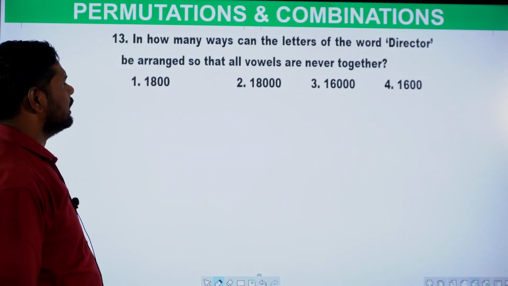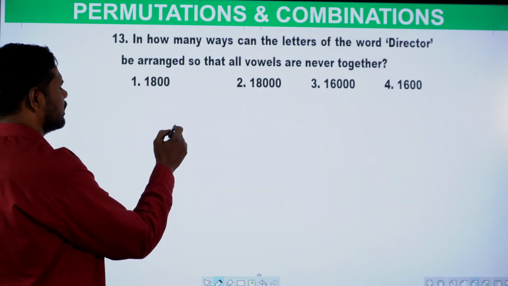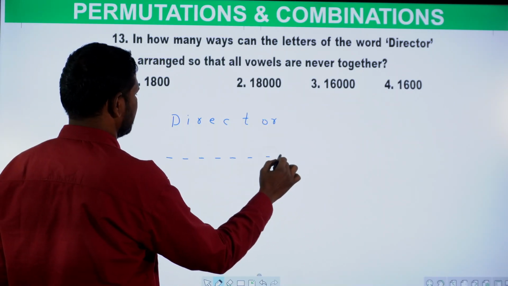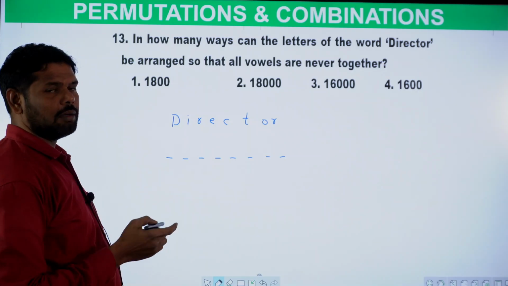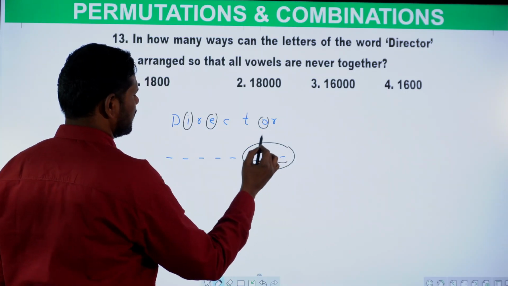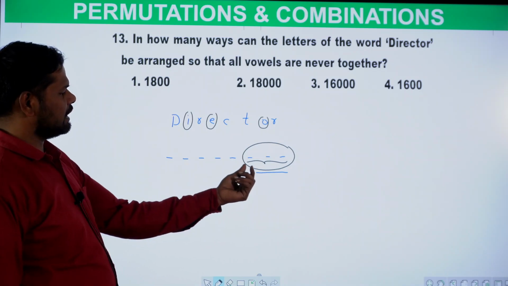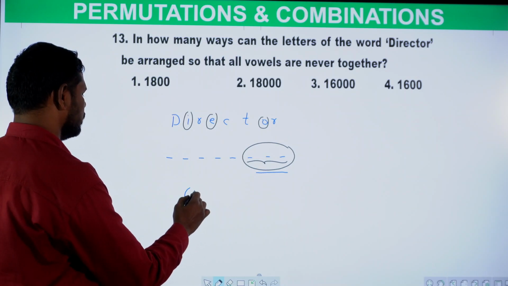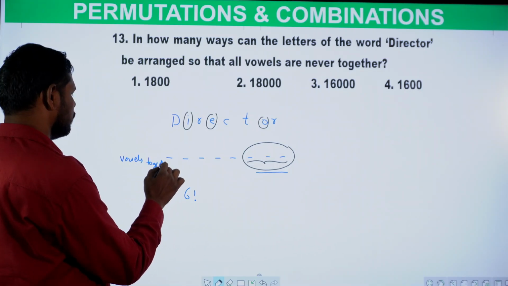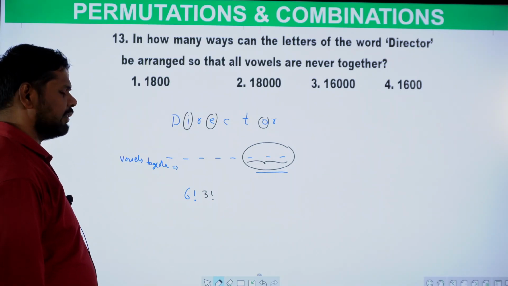In how many ways can the letters of the word director be arranged so that all vowels are never together? Simple. Director. So there are total 1, 2, 3, 4, 5, 6, 7, 8 letters. All vowels never come together. How many vowels are there here? I, E, and O, 3 vowels. I form these 3 vowels as a group and consider them as a single unit. Now consonants are 5 plus that one group, 6 total. 6 can be arranged in 6 factorial ways. Here I am first taking vowels together: 6 factorial into 3 factorial, as the 3 vowels can be arranged among themselves in 3 factorial ways. That's clear.